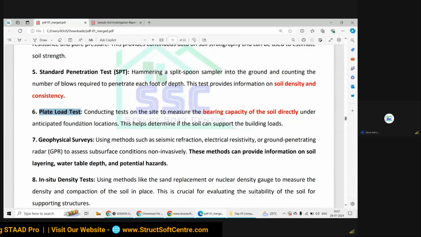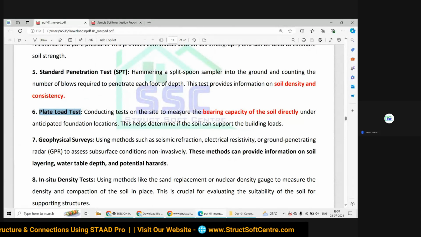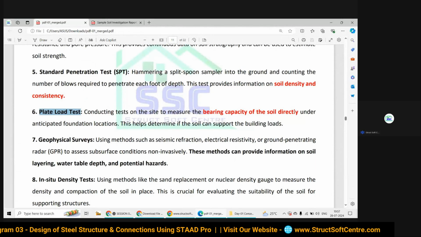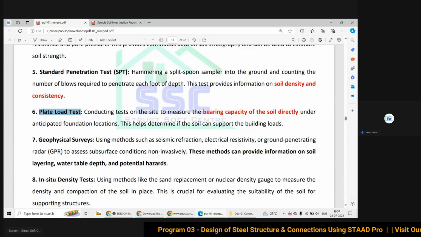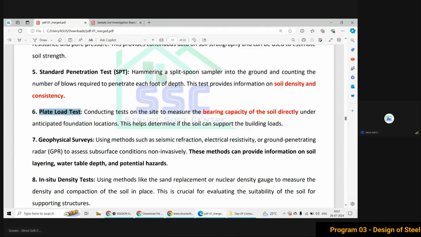Right, so conducting a test on the site to measure the bearing capacity of the soil directly is done through this method, the plate load test. The good thing is that you can calculate the bearing capacity of the soil directly under the anticipated load and anticipated foundation location.